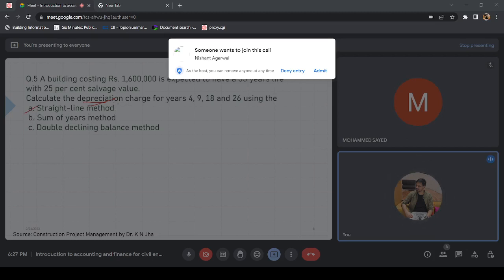This, as the name suggests, means that the equipment's value is depreciating uniformly. So if your cost at time t equal to 0 is 16 lakh, at the end of 35 years it would be 25%. So salvage value is equal to 1 by 4 of 16 lakh, which is 4 lakh. So over the period 0 to 35, its value depreciates in a straight line manner as given by the definition.